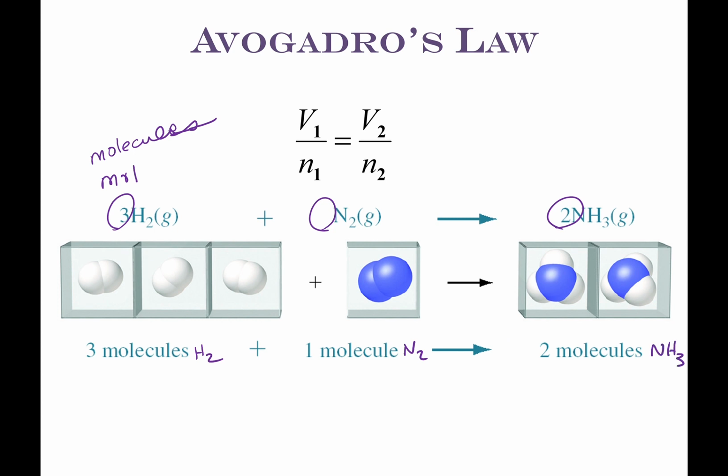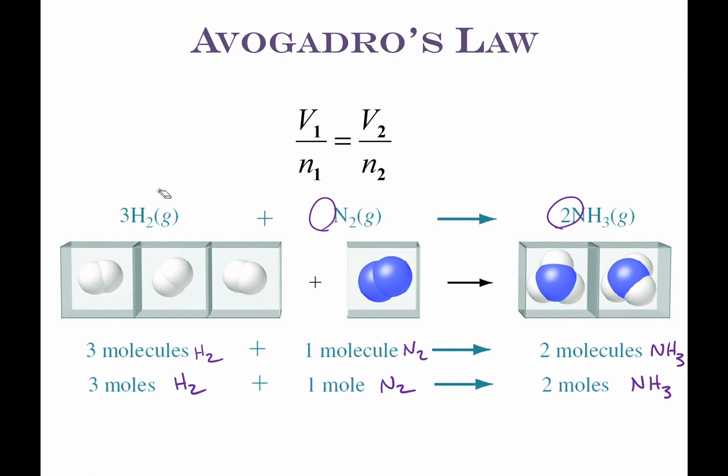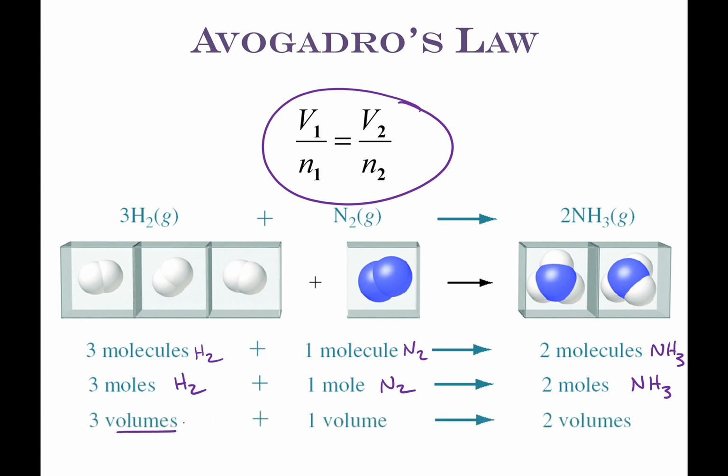And then we talked about Avogadro's relationship, and we said, well, actually, we can call these moles. We said 3 moles of hydrogen react with 1 mole of nitrogen to produce 2 moles of ammonia, because we related them all through Avogadro's number, and we're changing them all the same. Well, guess what? I'm here to tell you that these can actually be considered volumes as well. Since volume and the number of moles are related, we could say 3 volumes of hydrogen react with 1 volume of nitrogen to produce 2 volumes of ammonia.